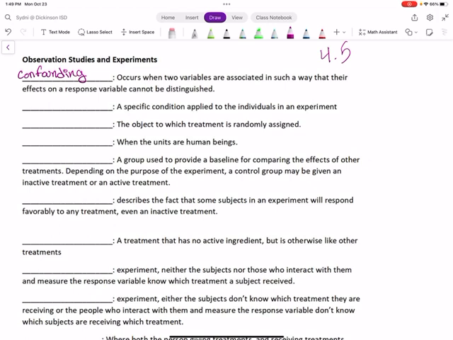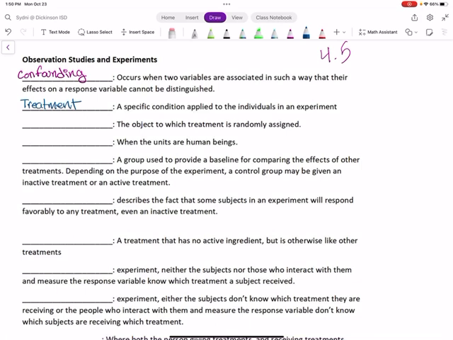Okay, now I want to skip a little bit to this one right here. Actually, no, we'll just go in order. The next thing that we have is called a treatment. A treatment is a specific condition applied to the individuals in an experiment. Now, what that means is that a treatment is what is happening to the subject. What is happening to the individuals? What are you studying? What are you doing that is influencing the study?